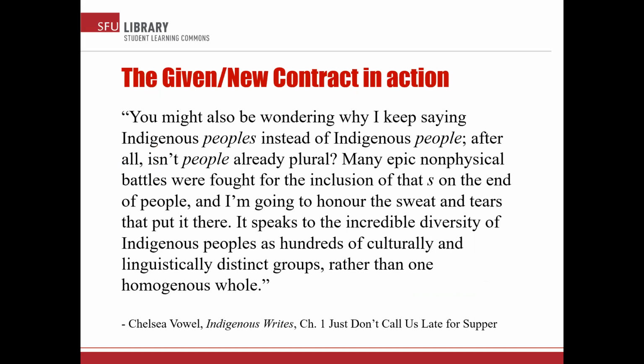Here's an example of the given new contract in action. I'll read it out loud for you. Here, the author says, "You might also be wondering why I keep saying Indigenous peoples instead of Indigenous people. After all, isn't people already plural? Many epic non-physical battles were fought for the inclusion of that S on the end of people, and I'm going to honor the sweat and tears that put it there. It speaks to the incredible diversity of Indigenous peoples as hundreds of culturally and linguistically distinct groups, rather than one homogeneous group."